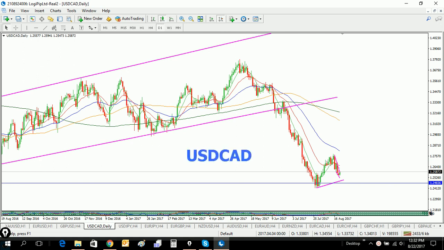Just a quick update on the USDCAD setup that we're currently watching. Looks like it's setting up for quite a nice entry for a long position. So let me just show you what we're looking at here.